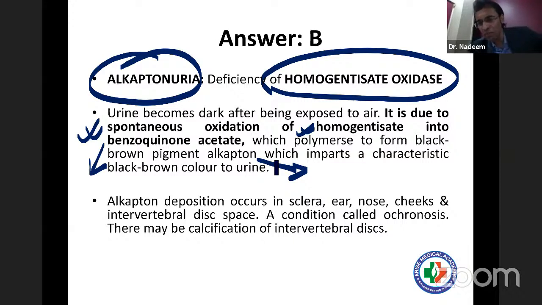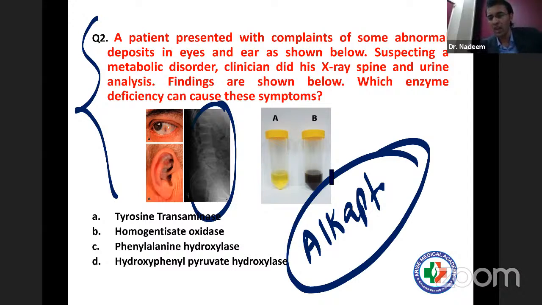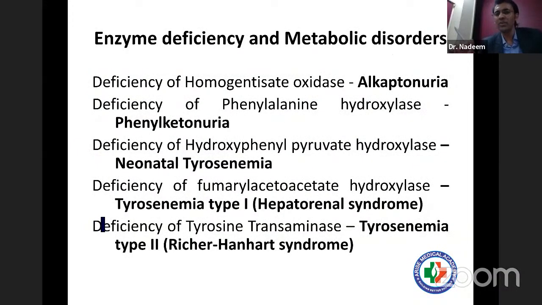This alkapton deposition can also be seen in the ear, nose, cheeks, and sclera, and even in the intervertebral disc space. Even there can be deposition, and there will be calcification of the intervertebral disc. So according to the clinical situation, I have diagnosed the case. This is a case of alkaptonuria. Which enzyme deficiency? Homogentisate oxidase. Answer is B.